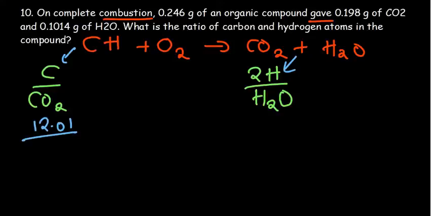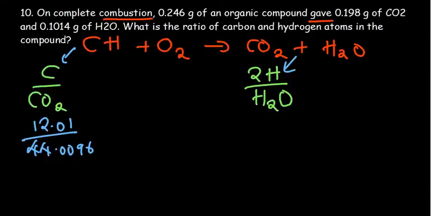So I'll quickly add on the bottom. For carbon dioxide, we'll have 12.01 as well, plus 2 multiplied by the 15.998 of our oxygen. So I'm getting 44.0096.